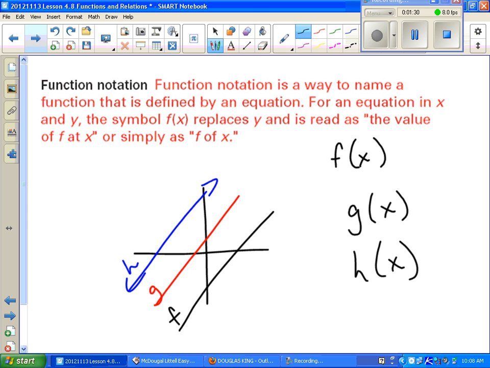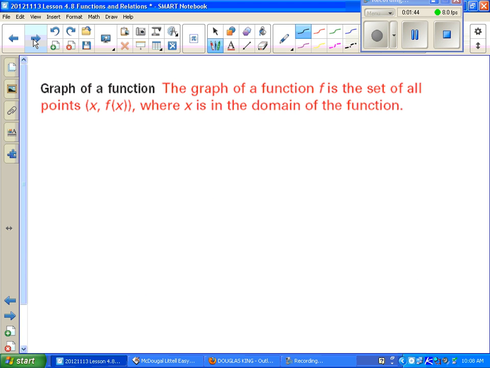All you need to know about function notation is that it represents Y. Each of those, it's like Y equals whatever the equation is when you work it. But you read it as F of X, you read it as G of X, and you read it as H of X. Graph of functions, it's the set of all points like X and F of X.